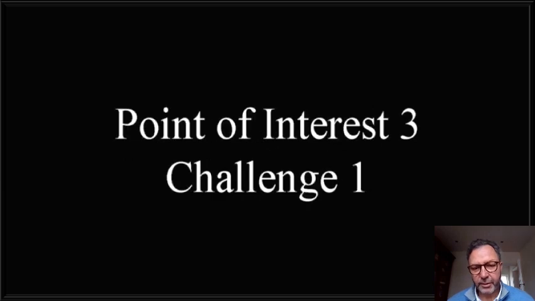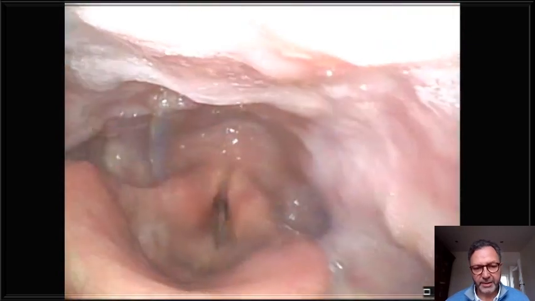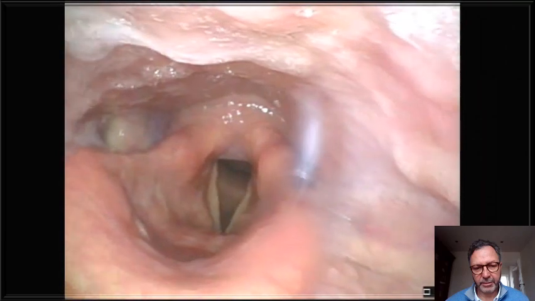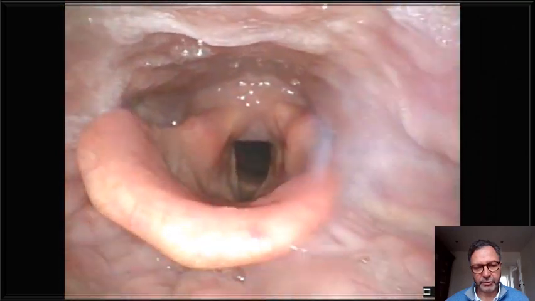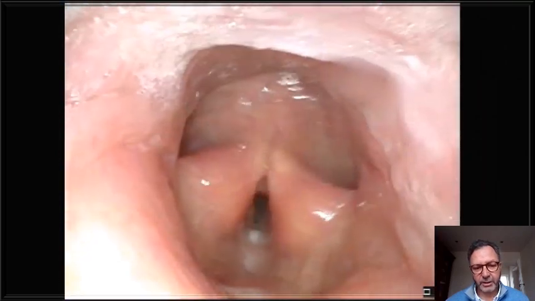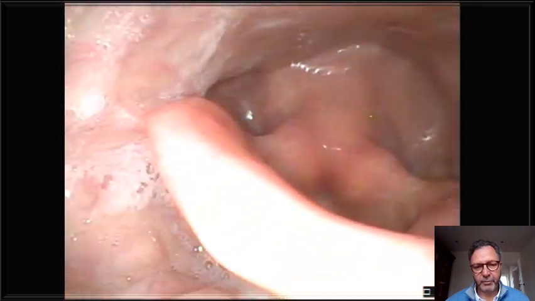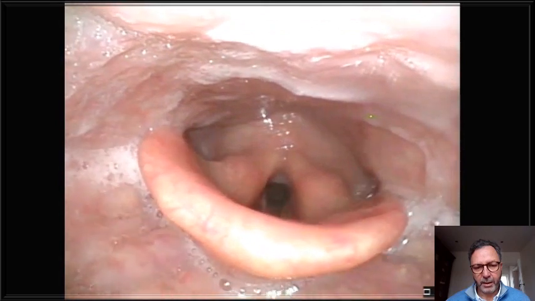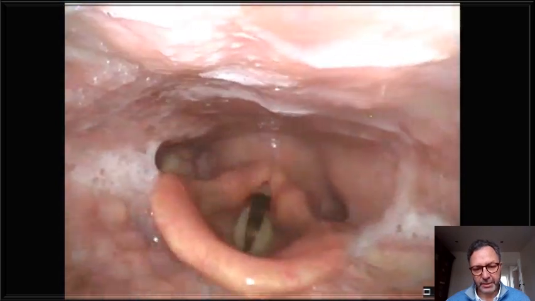Point of interest number 3, challenge 1. That's where we see it. So you basically ask the patient to have a sip and keep it in the mouth. Here we are at point of interest number 2. And then we're going to start challenge 1. So we basically give a sip of blue dye to the patient and we ask him to keep it in the mouth. Will he or she be able to do that? We're going to see that immediately.